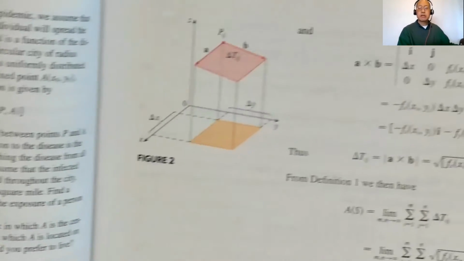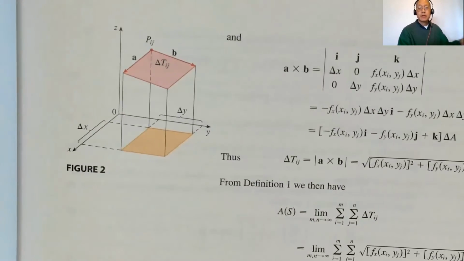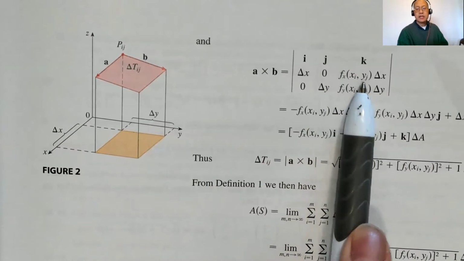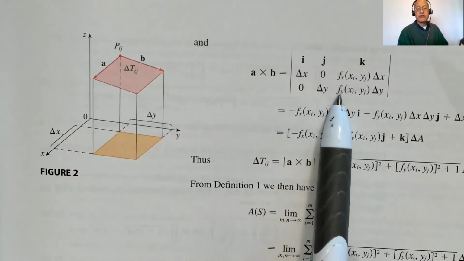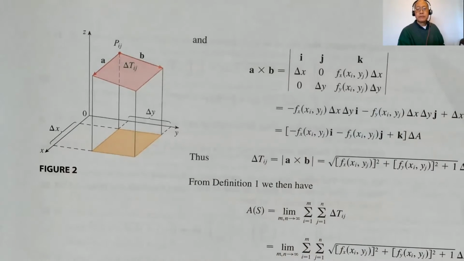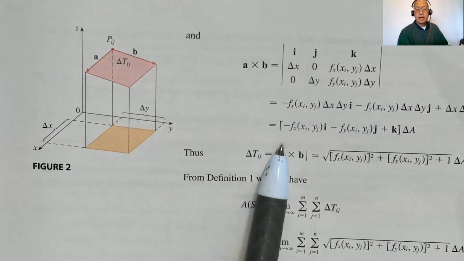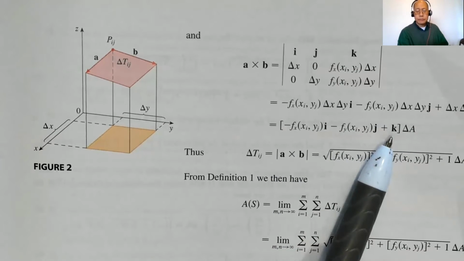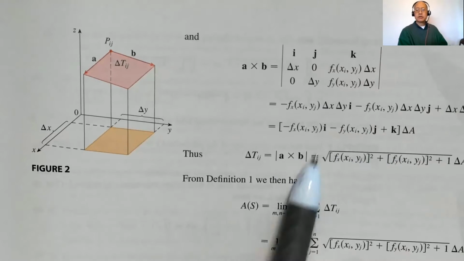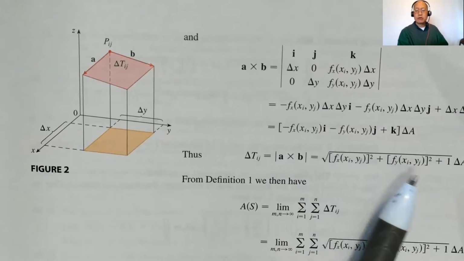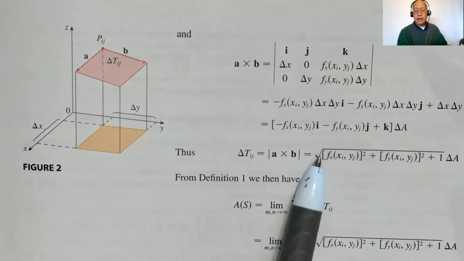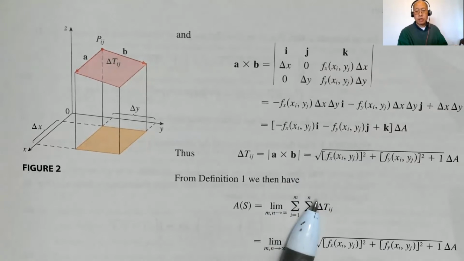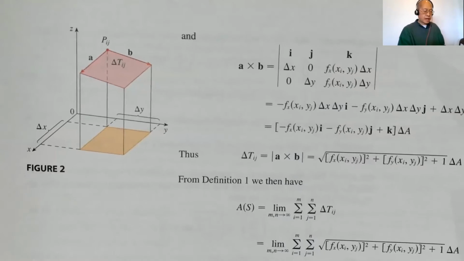So they did A cross B, which is composed of delta x, 0, and fx delta x, and 0, delta y, fy delta y. It comes out to be negative fx, negative fy, and 1, whose magnitude is the square root of fx squared plus fy squared plus 1. And that pretty much gives you the formula. So you just sum over all of them, and you end up integrating that thing.